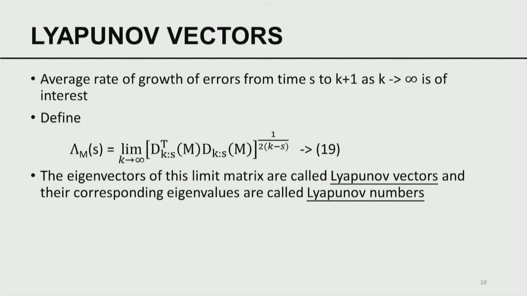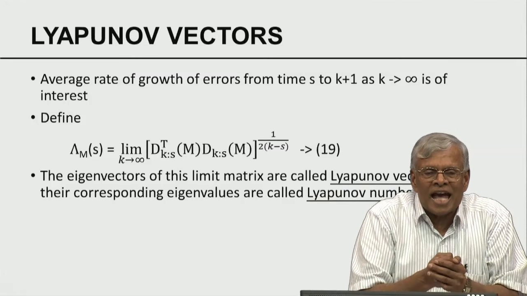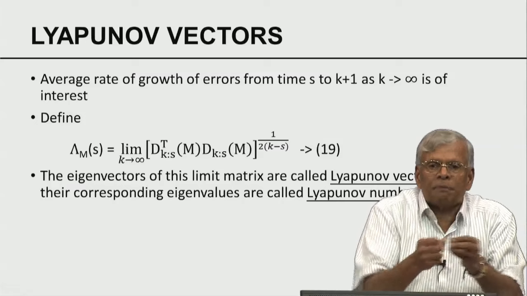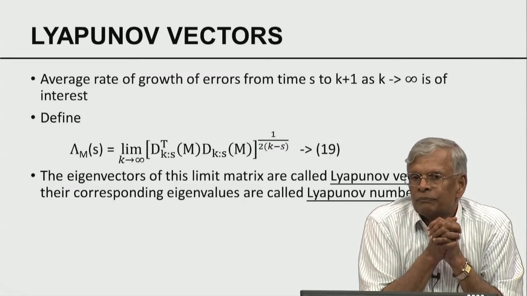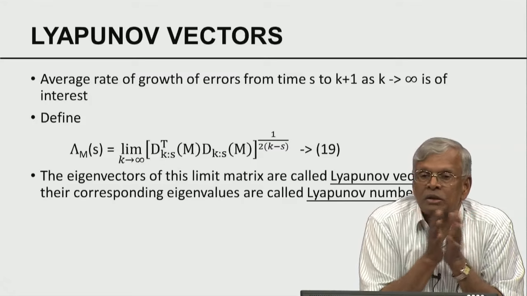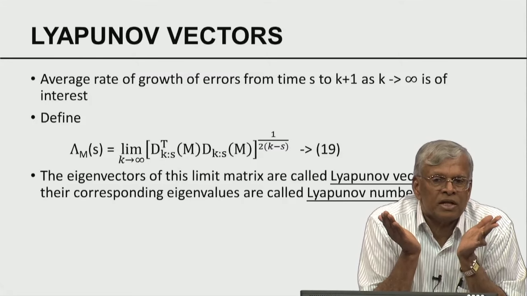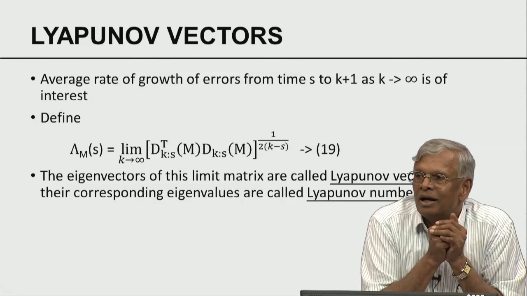Let us look at this. Why are we interested in the average growth of errors? If I commit an initial error, and the error grows, how much error can I afford to corrupt my forecast such that the forecast is still meaningful is the question. For example, in weather forecasting we have made tremendous improvement over the past 50 years, but we still do not know how to make monthly forecasts.